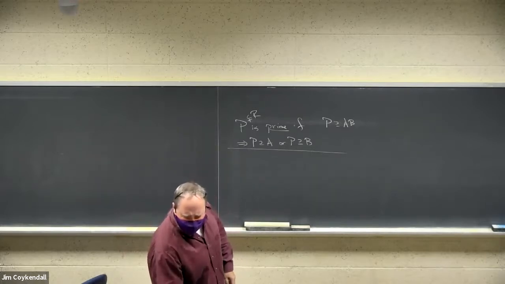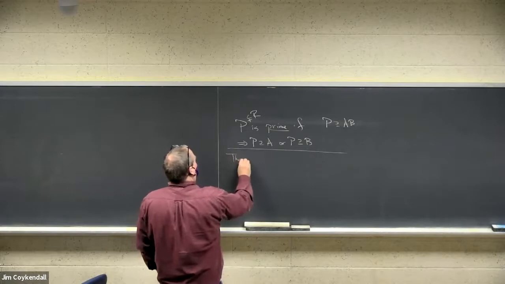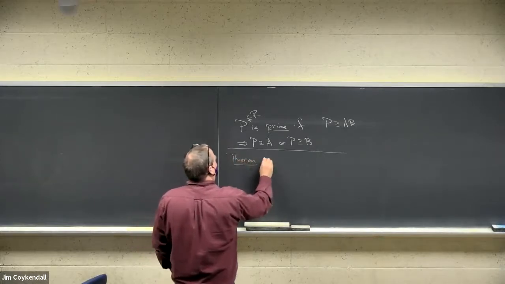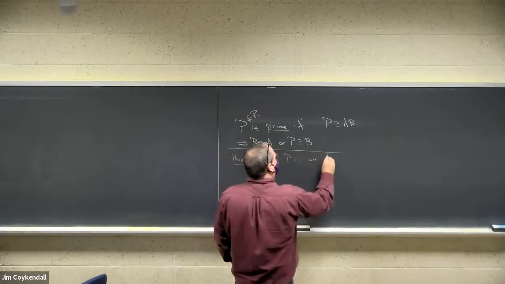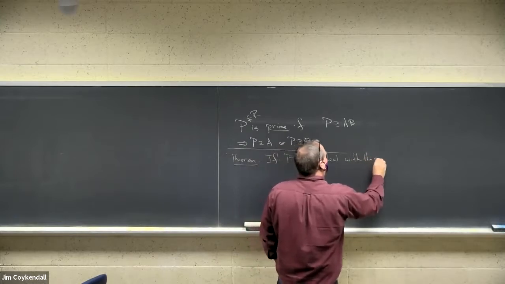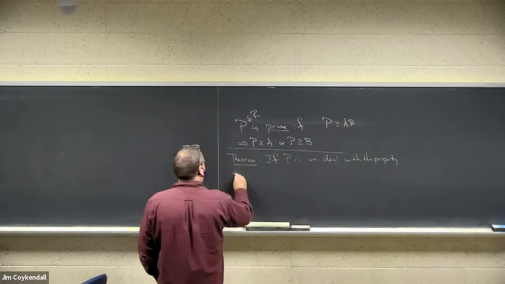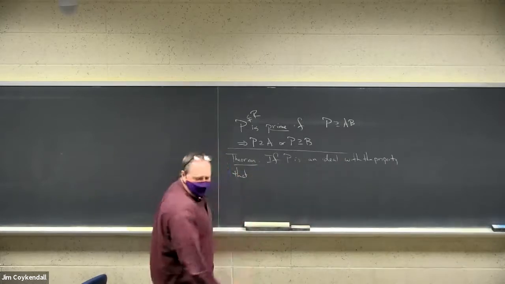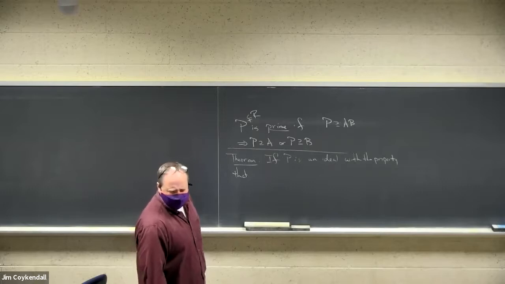Okay, so the last thing we had, theorem. If P is an ideal with the property that A times B is in P implies A or B is in P.